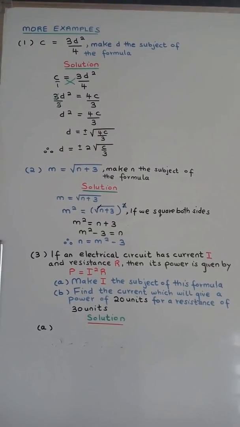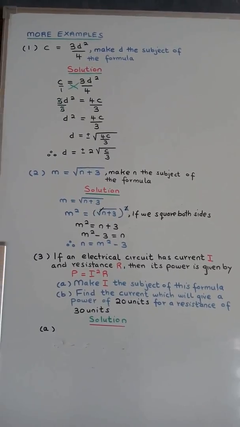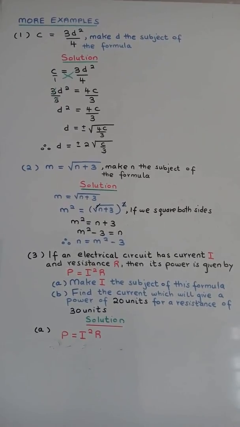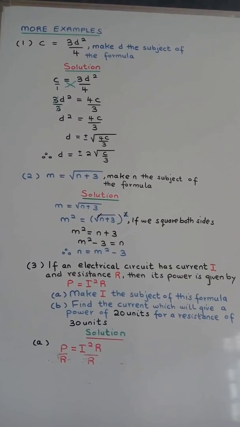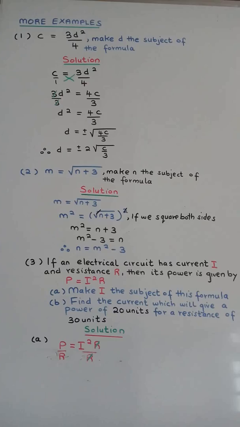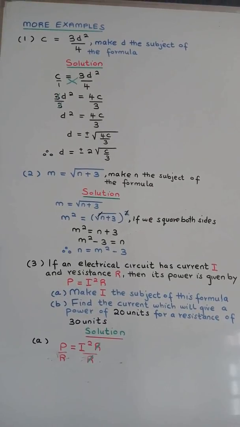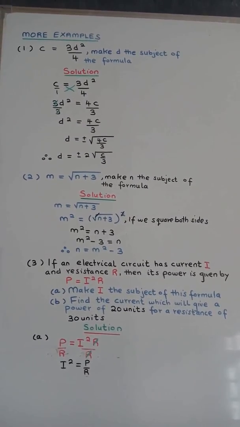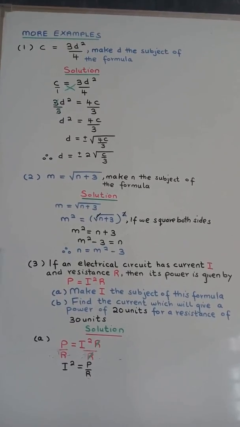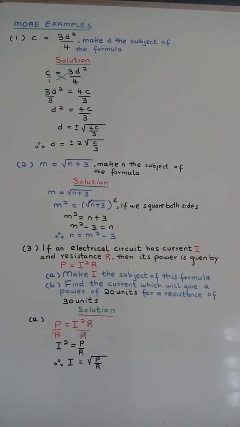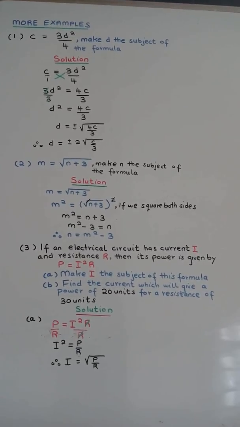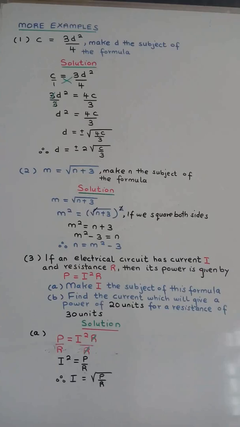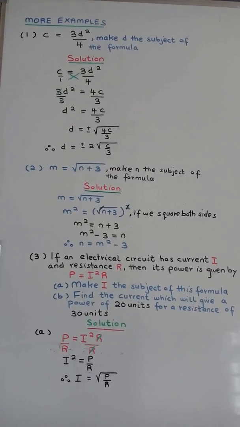A. To make I the subject of the formula, from P is equal to I squared R, divide by R on both sides. R is going to cancel with R. I squared is equal to P over R. Therefore, I is equal to the square root of P over R. Note that current cannot be negative.